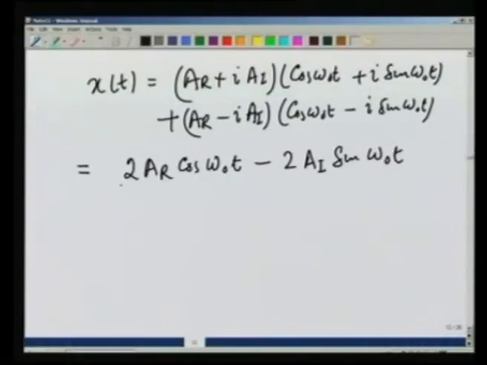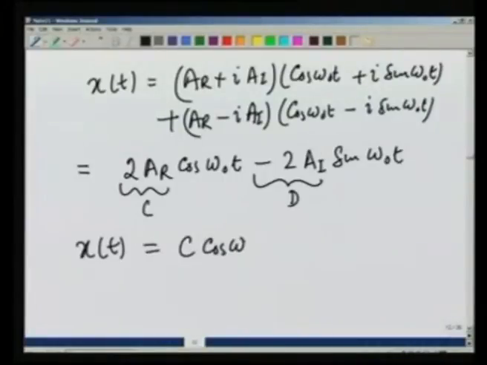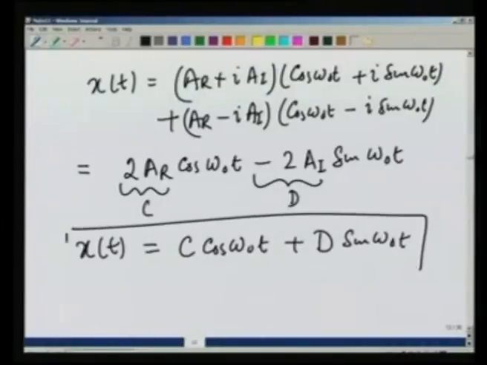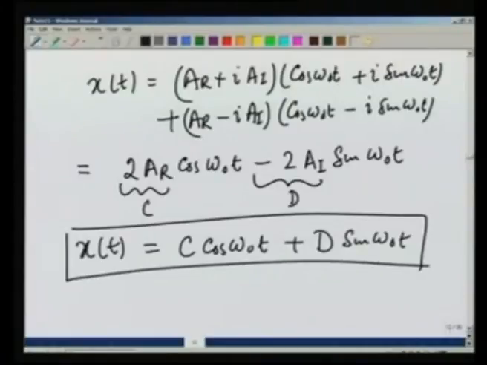If I call these constants c and d, where c is 2 a real and d is minus 2 a imaginary, I can also write my solution as x(t) equals c cosine omega 0 t plus d sine of omega 0 t. That's another way of writing the solution of the equation mx double dot plus kx equal to 0, which is equivalent to the solution that I got earlier in terms of e raised to i omega 0 t and e raised to minus i omega 0 t.